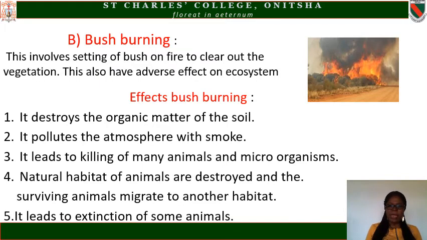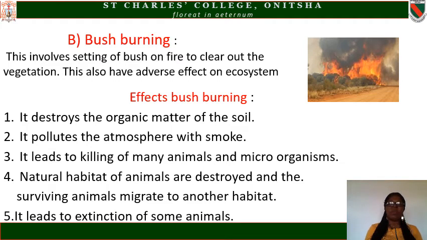Then the second one is bush burning. After cutting the vegetation, they are burned, they are set on fire. Now this one also has effects. Even when the fire is burning, it can enter people's farmland or even people's houses, thereby burning down things. The effects it has on the environment are that, one, it destroys the organic matter, and it pollutes the environment with smoke and carbon dioxide. It also kills animals and microorganisms.